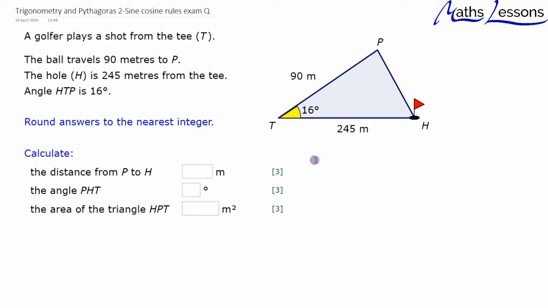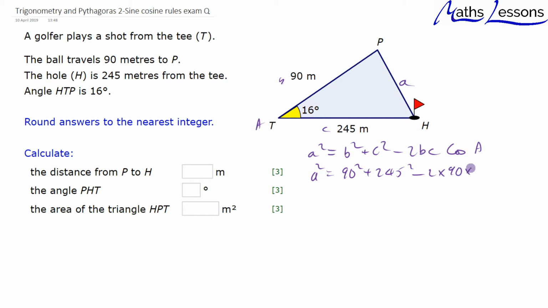So we've got a squared, we use the formula a squared equals b squared plus c squared minus 2bc cos A. We call that our A and that our little a, and then this is b and this is c. So a squared will equal 90 squared plus 245 squared minus 2 times 90 times 245 times cos of 16.